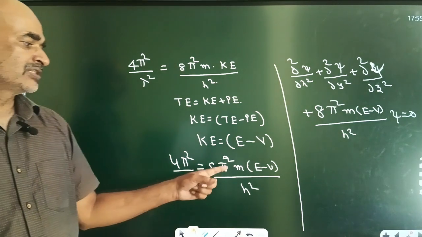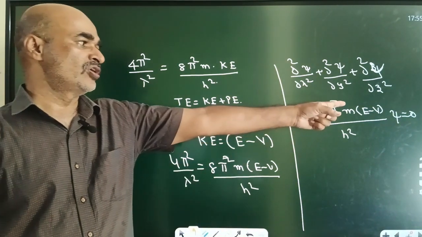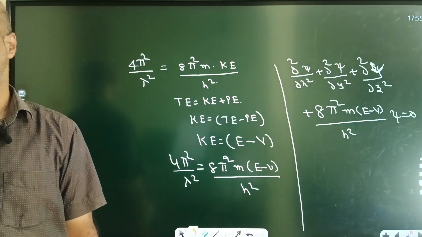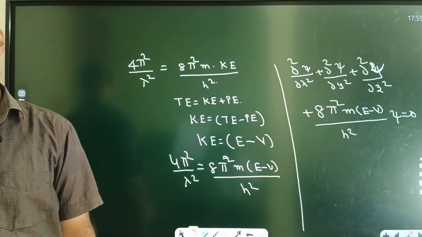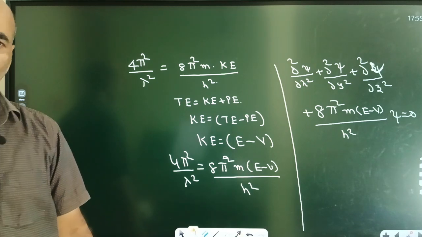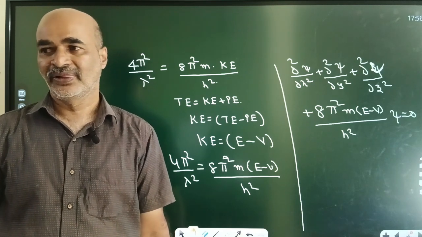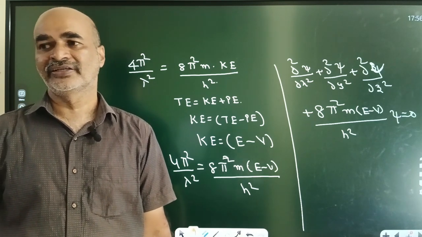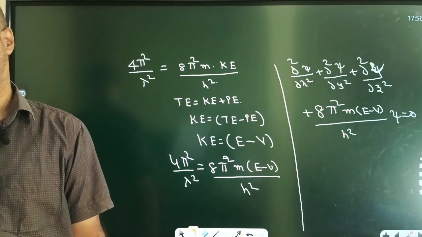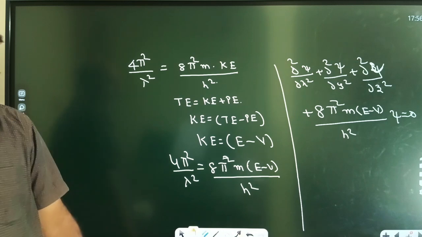Okay, m is the mass of the electron, h is Planck's constant, E is total energy, V represents potential energy, psi is the wave function. Dou is partial differentiation, which mathematics teachers will tell you about.